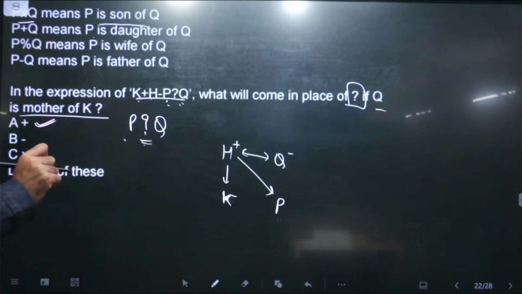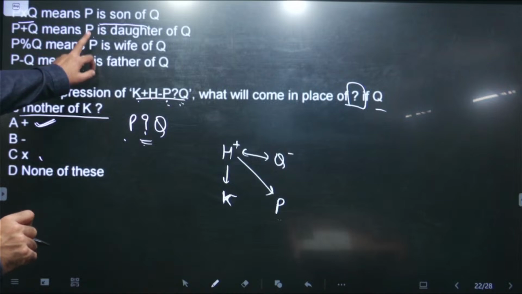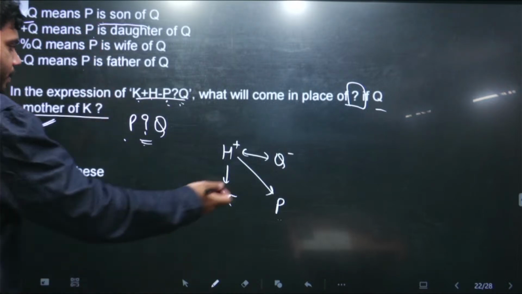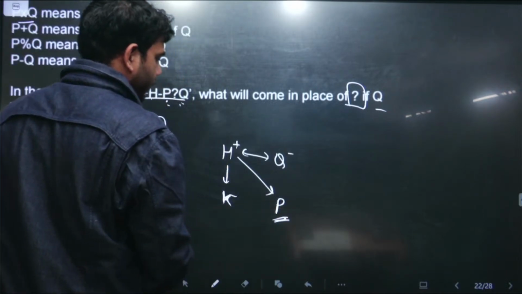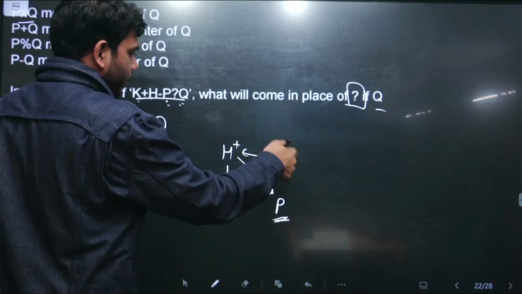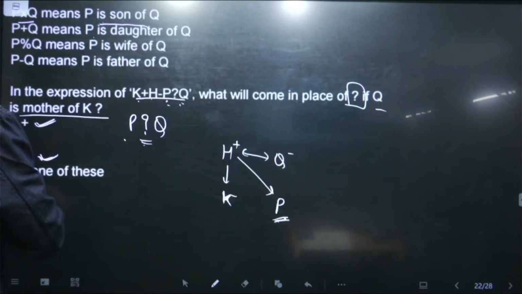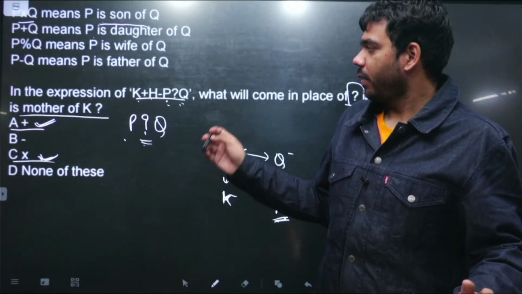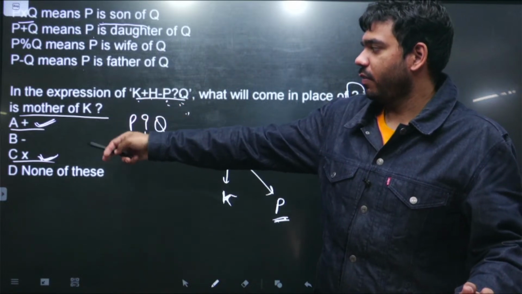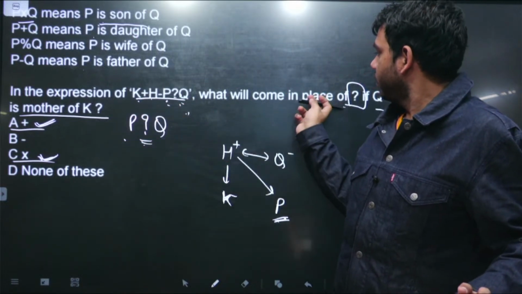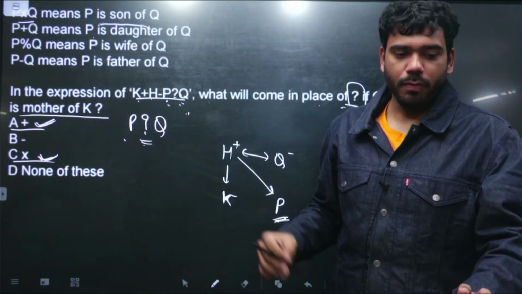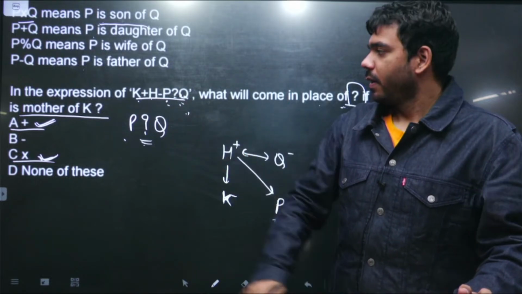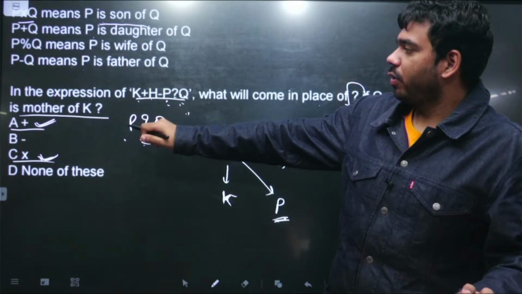And there is a catch. Multiplication means P is the son of Q. ये भी चलेगा. We don't know whether this is male or female. So if P is male, so P will be the son of Q. So यहाँ option C is also correct. So यहाँ both A and B are correct and C is also correct. Both plus and multiply can be there in the place of question mark. So this statement is valid: Q is the mother of K. In both of the following possibilities, the statement that Q is the mother of K will hold true.